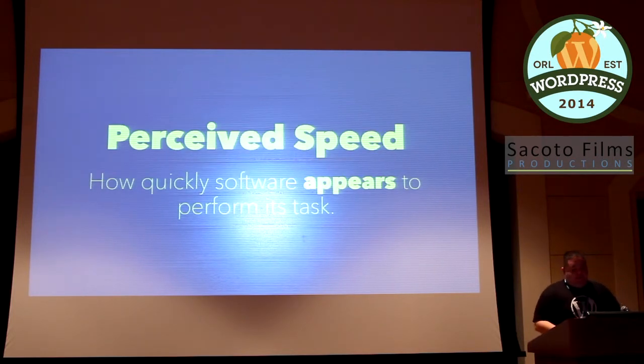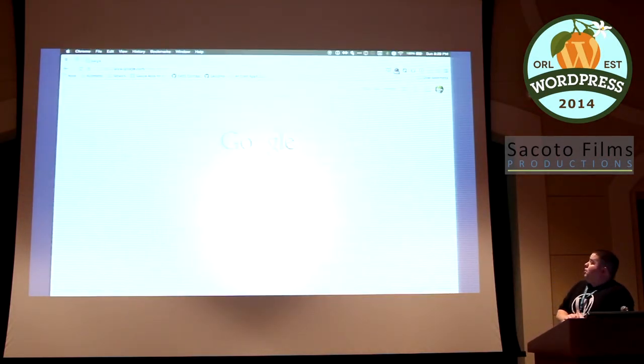So perceived speed, I define it as how quickly software appears to perform its task. So we're not talking in terms of seconds here, we're talking in terms of appearance. So to show you that, I'm going to show you the Google search page. This is before the auto search was turned on. So notice that we're typing in automatic in this case. We hit enter and then the page loads. This is a typical request. We send a response. That response is processed and we get the information back, right?